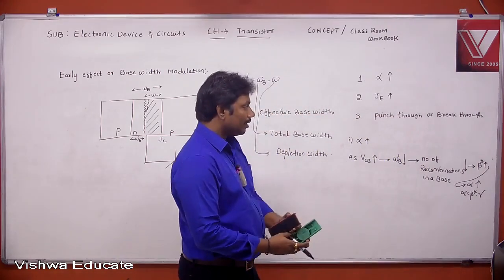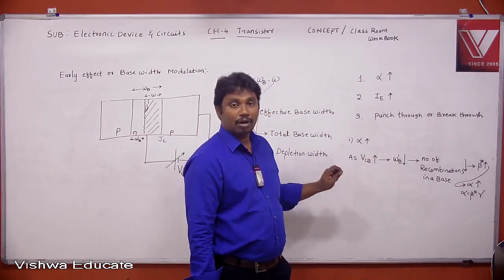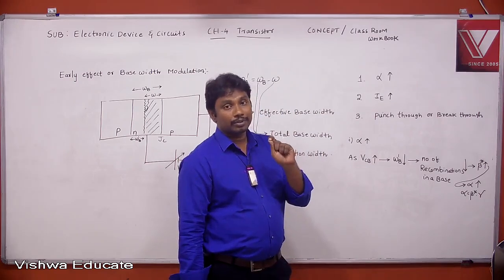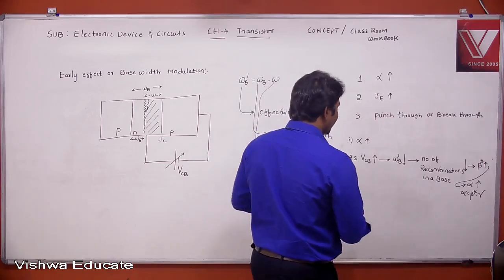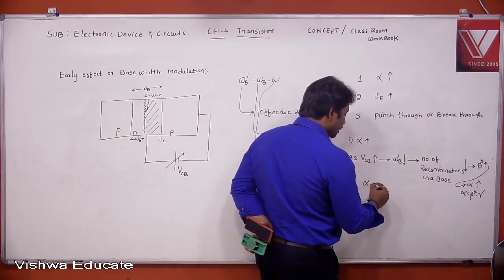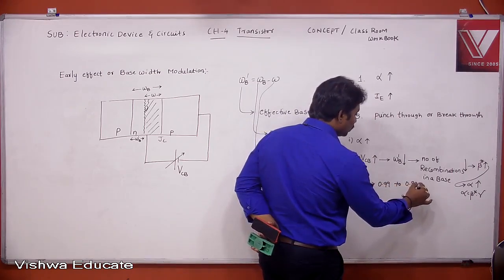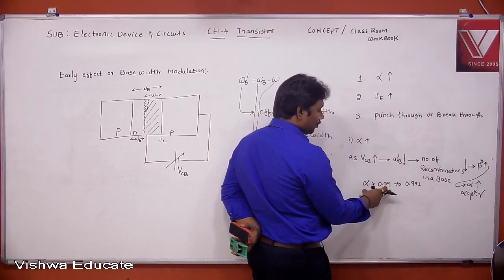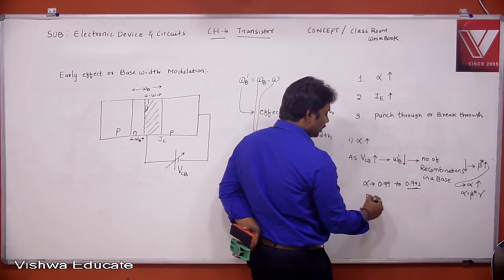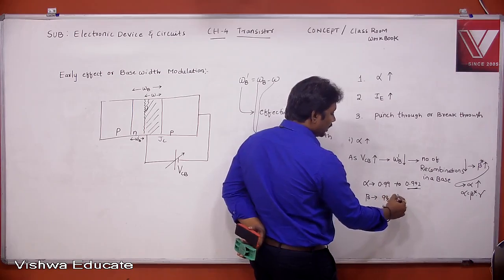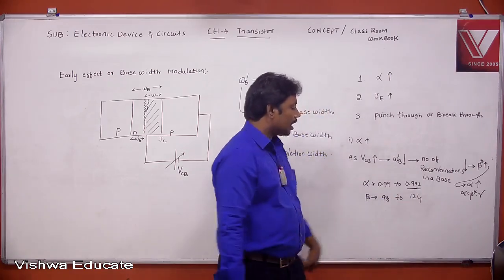Because we know alpha equals beta star times gamma. This increase in alpha due to the early effect is a small value, but it produces a large beta. For example, if alpha changes from 0.99 to 0.992, which is a very small change, the beta changes from 98 to 124. That is a very large value, which is undesired.